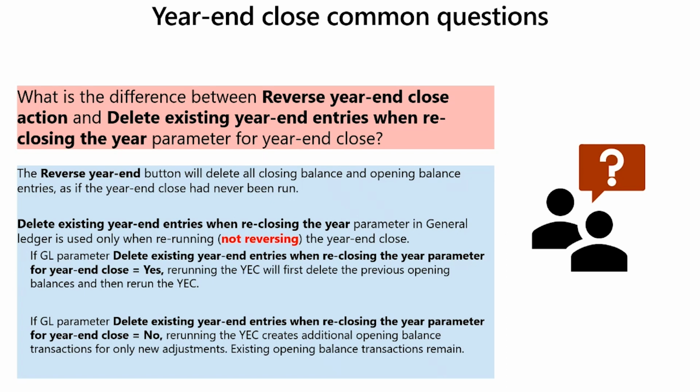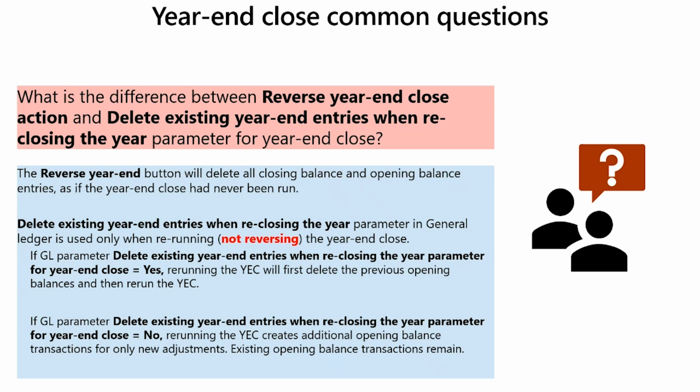So just a reminder, the reverse year-end close button fully reverses the opening balances and closing. I should also add that if you have closing balances, it'll reverse the closing and the opening balances as if the year-end close had never been run. It is a true reversal or deletion of those opening and closing balances. The delete existing year-end close setting, like we just talked about, is only used if you are rerunning the year-end close. So you're not reversing the year-end close, you're running the year-end close for a second or third time. So that's the only time that GL parameter is used.